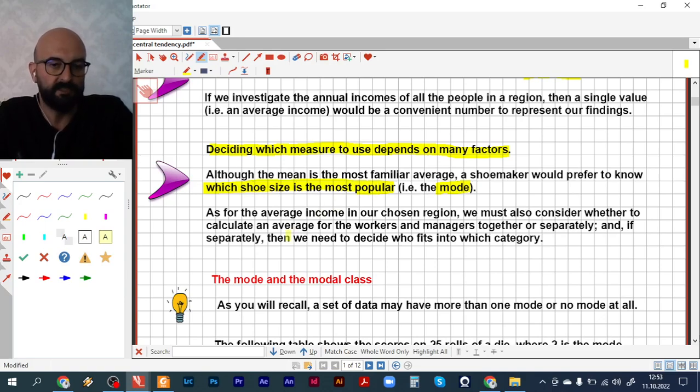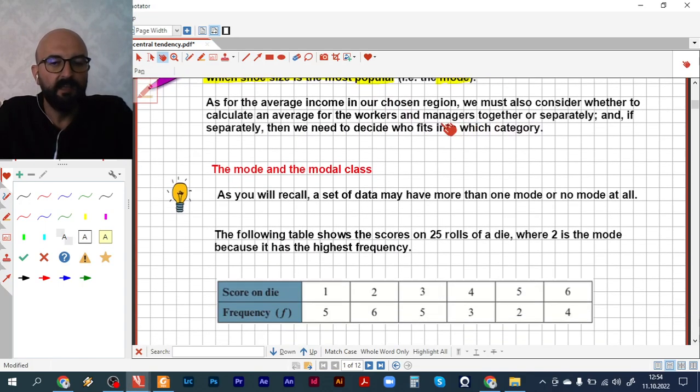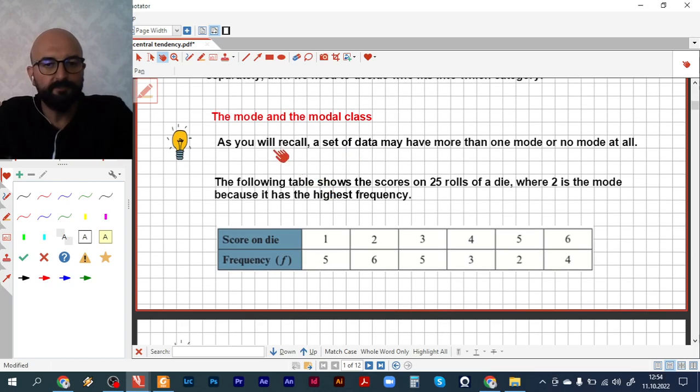because she wants to know which shoe size is the most popular. As for the average income in our chosen region, we must also consider whether to calculate an average for the workers and managers together or separately. And if separately, then we need to decide who fits into which category. And the first step, we will review the mode and modal class.